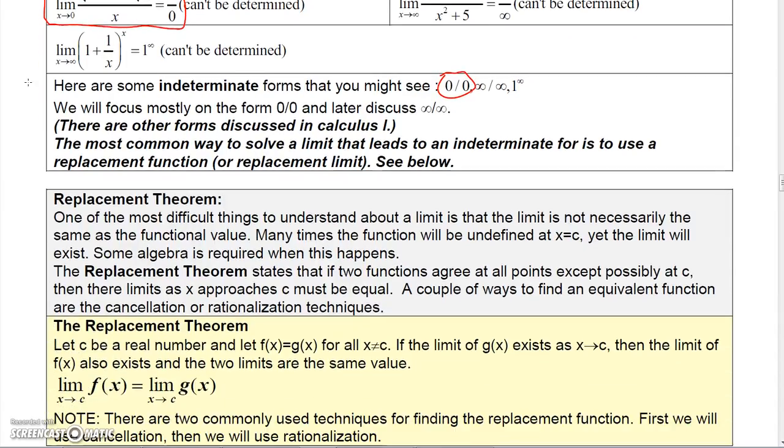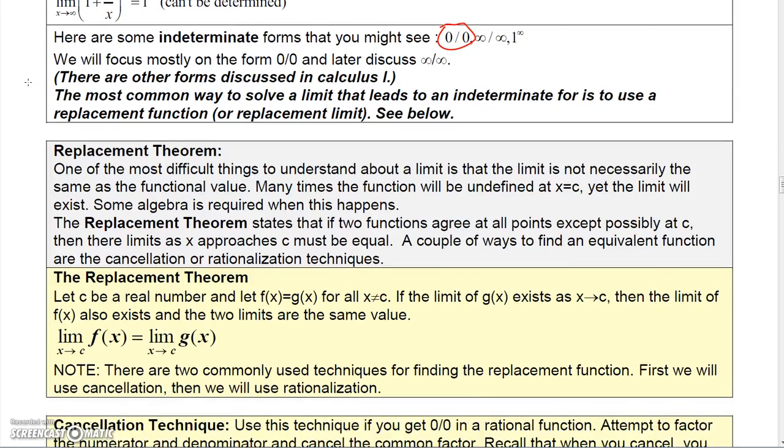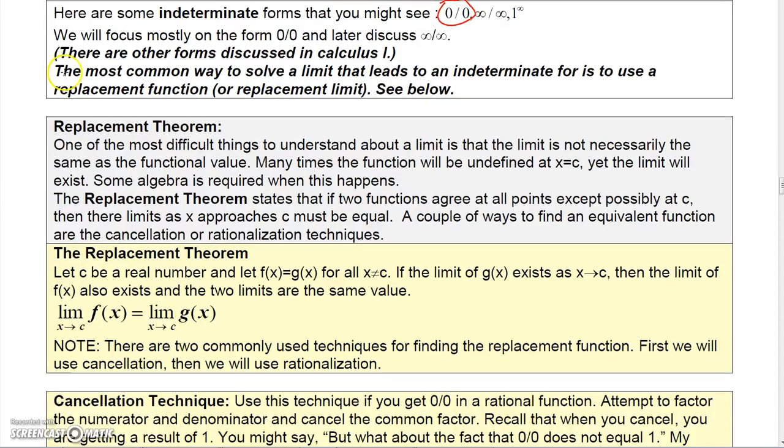And I'm going to show you how to evaluate those limits that give us those indeterminate forms in the next video.